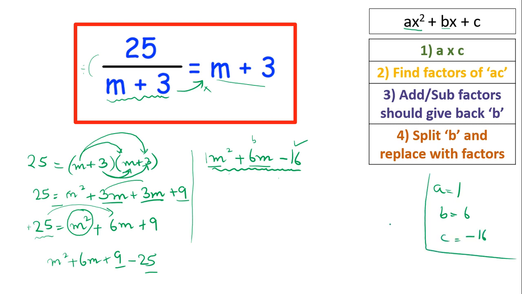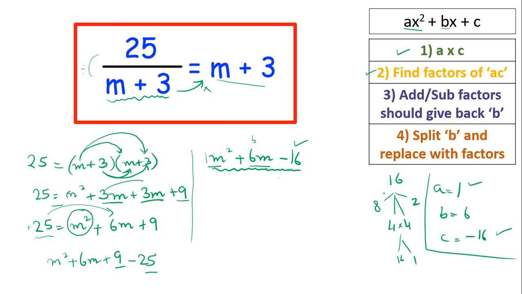Now, once I have my a, b, c, what's the first step? a times c. So 16 times 1, this is my c, this is my a. The negative here doesn't really matter. So I have negative 16 and 1, and 16 times 1 is 16. First step done. Next step, find the factors of ac. Factors of ac mean in which tables do I have 16. So I have 4 times 4 gives me 16. Then 8 times 2 gives me 16. And then obviously 16 times 1 gives me 16.